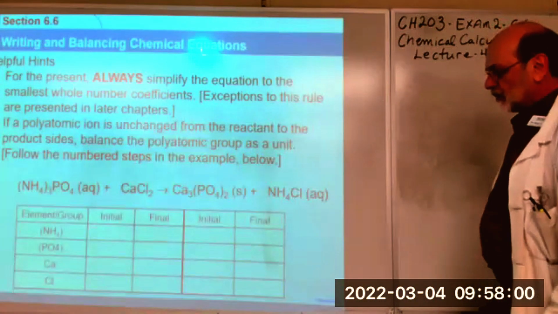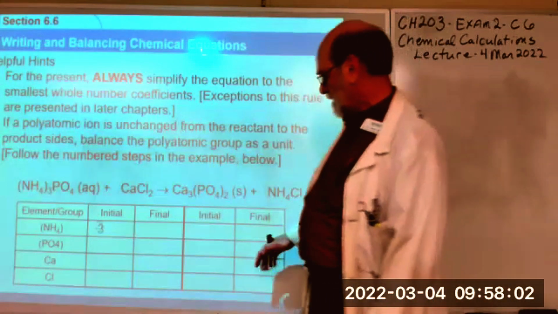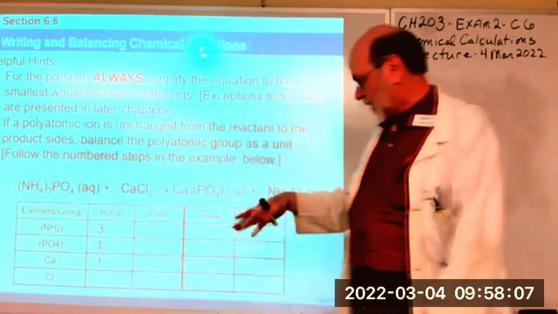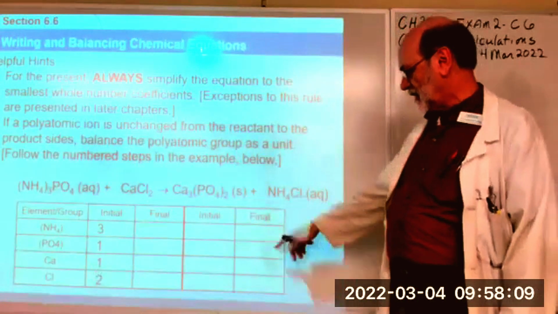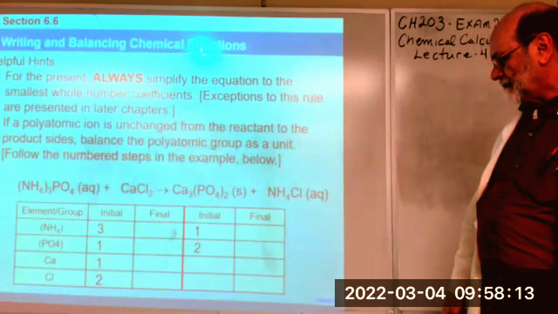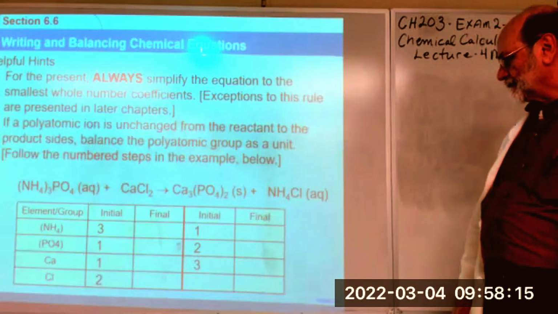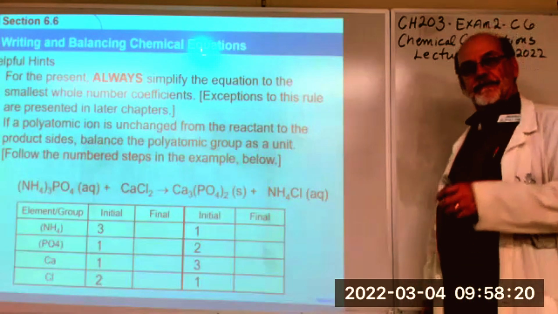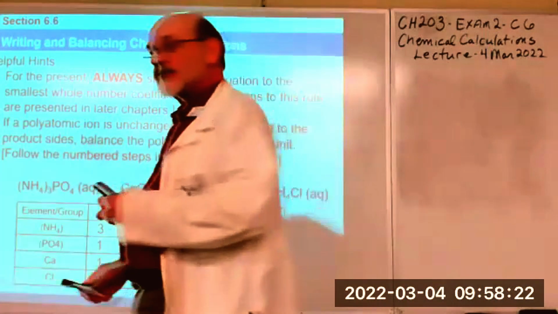Okay, so for this one, I'll set it up like this, right? These are initials. We're counting them up now. And we're going to count these up on the product side. Now you decide where to start.